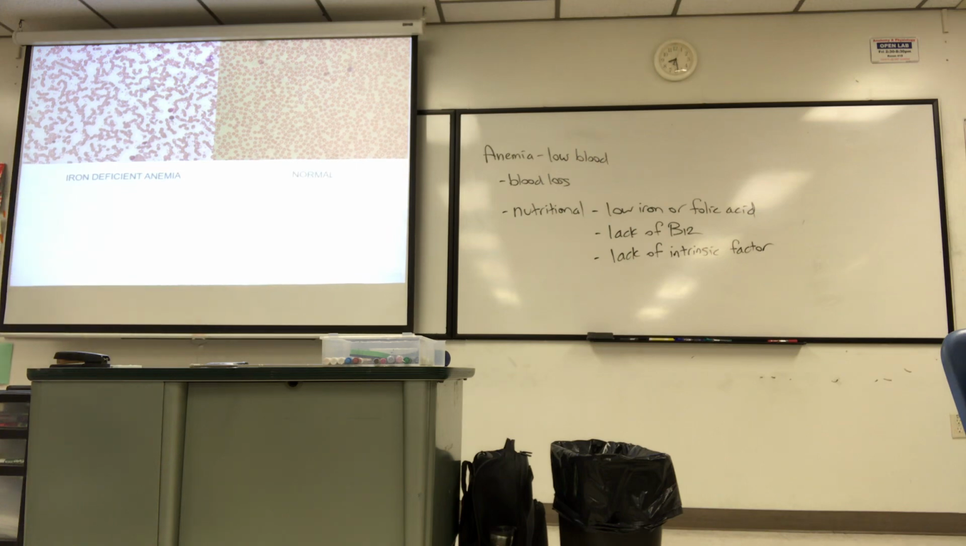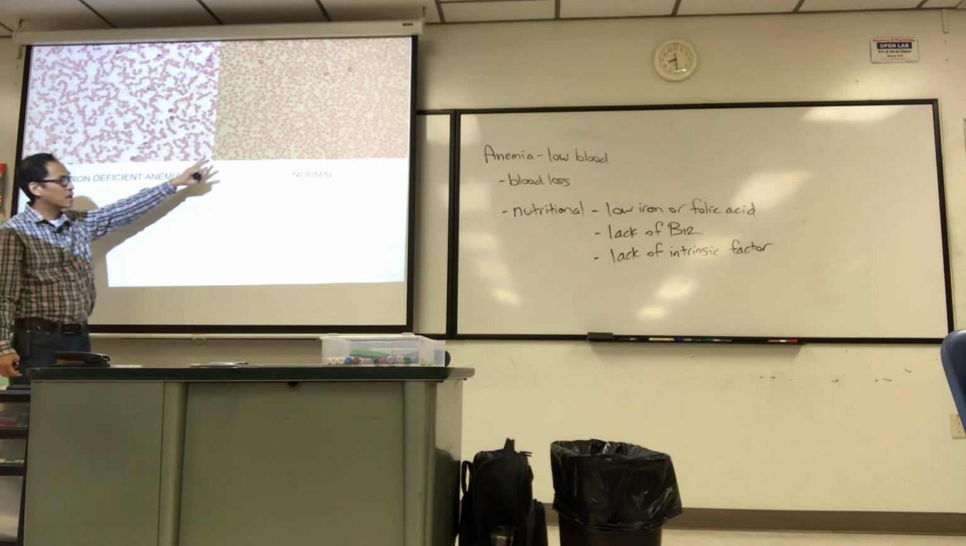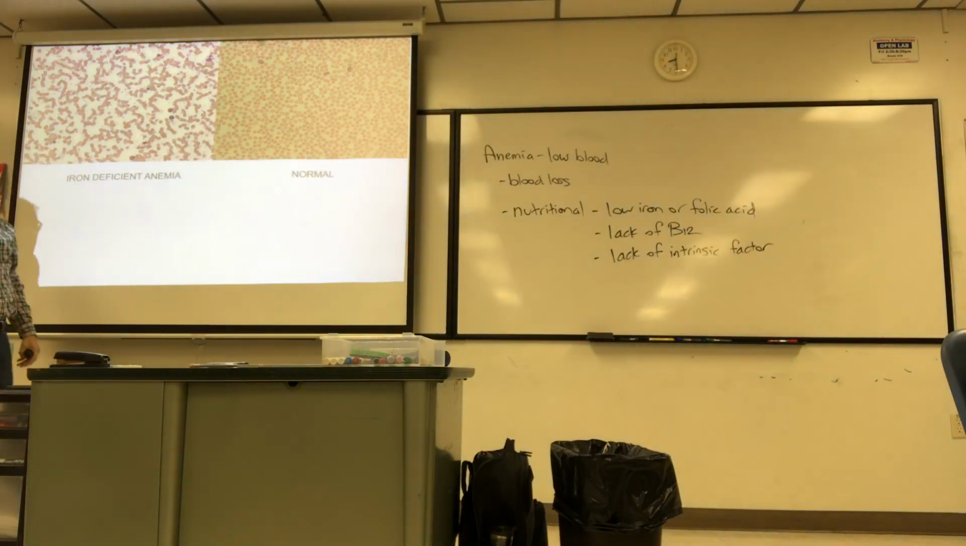Here's an iron-deficient anemia on the left, normal on the right. These are blood smear slides. Just take a drop of blood, put it on a slide, and look under the microscope. Notice for these blood smear slides, we don't see any plasma, just the formed elements. So you can see how the density is less. That's why the cells kind of clump together when the density lowers. But when it's a nice, comfortable density, you don't see that clumpiness.